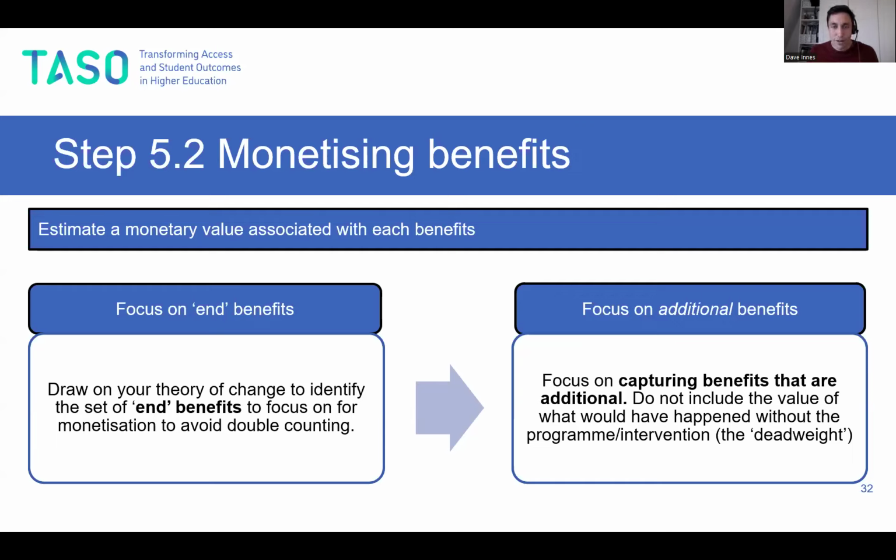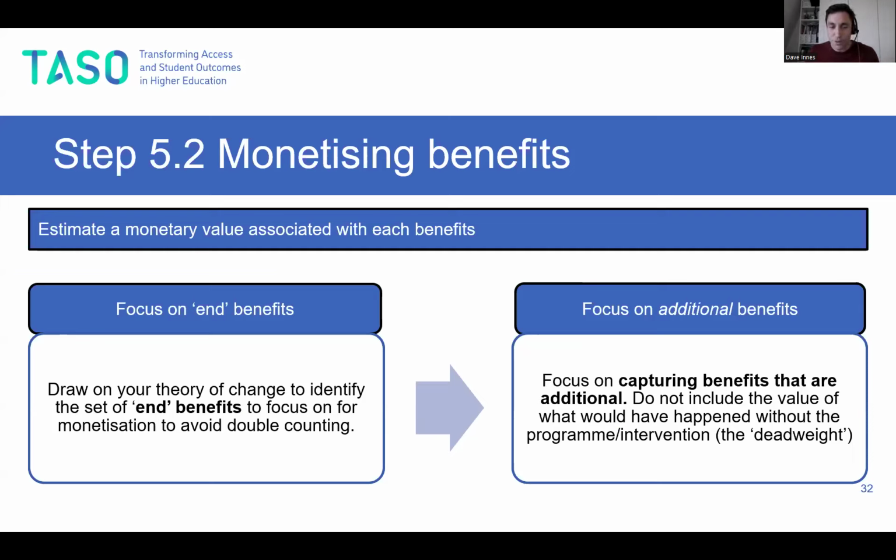And before I talk about methods for monetization, there are two really important considerations that should guide the approach you take. The first is that when we're including benefits in our cost benefit analysis, we should be focusing on what we call end benefits. By that, we mean benefits that are at the end of, further to the right of, the theory of change. These are things that are valuable to people or to the higher education provider directly. So, for example, these could be increases in earnings for a student. This could be an increase in applications to a HEP because that's beneficial to them.